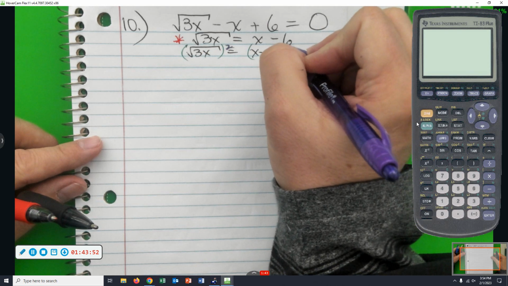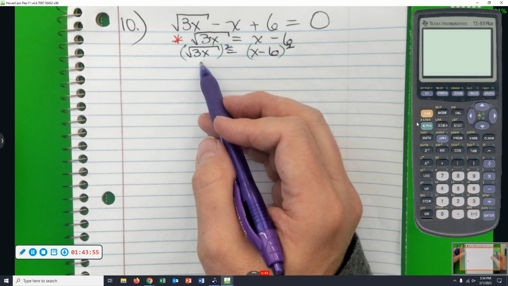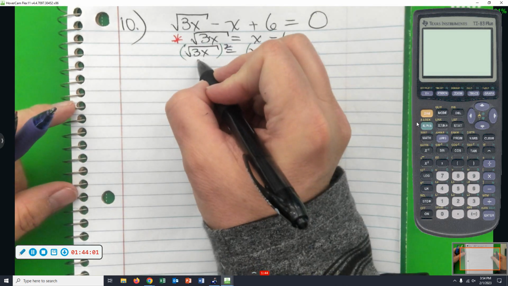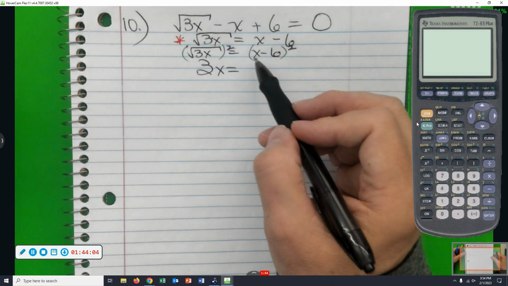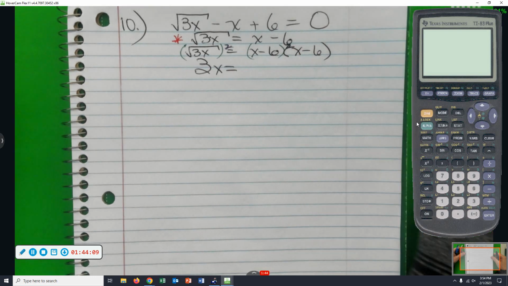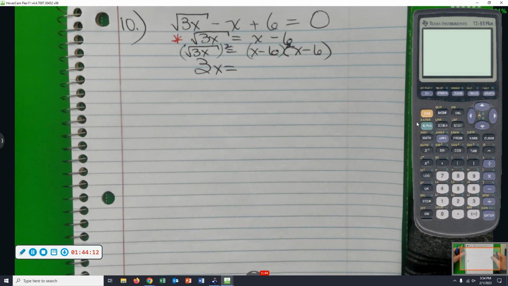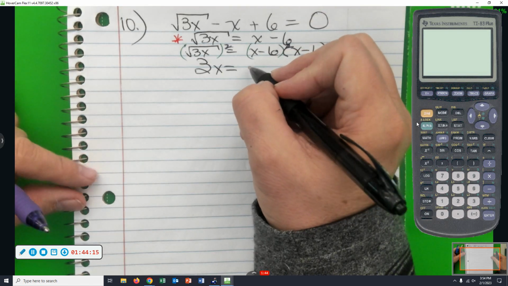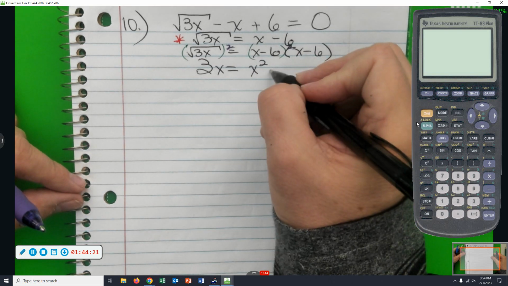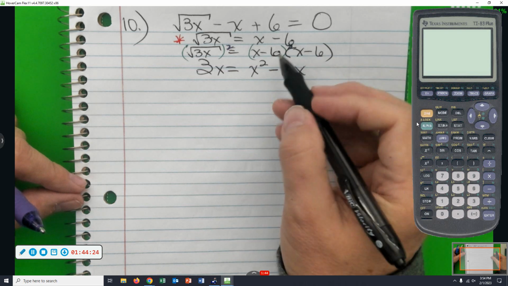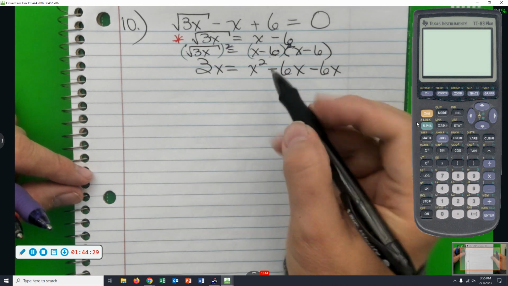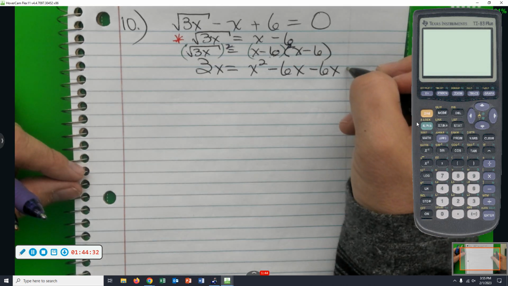The left side reduces very nicely. The square root of 3x squared, what's that going to give me? Just 3x. Here, we're going to have to write it twice and FOIL it out. x minus 6 times x minus 6. First, x squared. Outer. Okay, inner. Same thing. Last, negative 6 times negative 6.